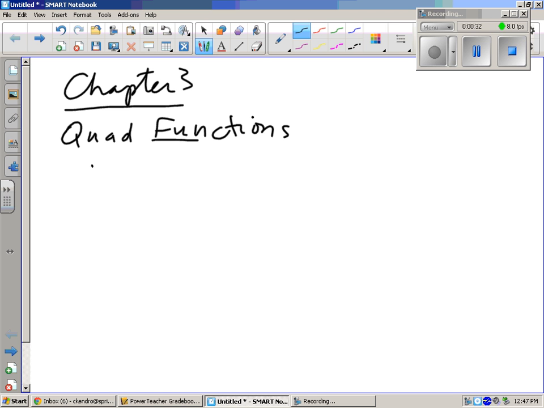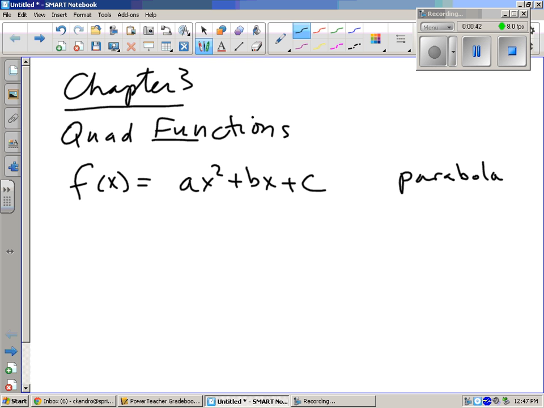So the basic quadratic function is ax squared plus bx plus c. This is a normal parabola. Okay, it's the general form. We'll put that down, general form, because there's also standard form, which is a little bit different. Now in general form, we have several things going on.